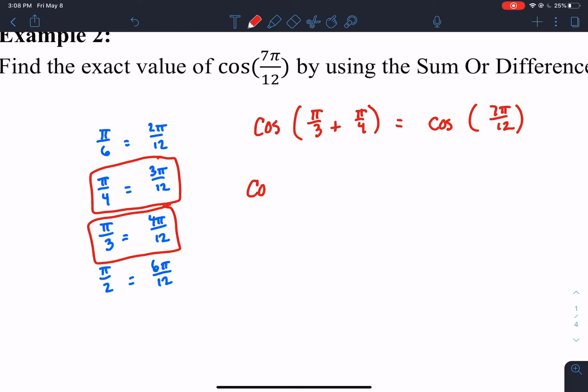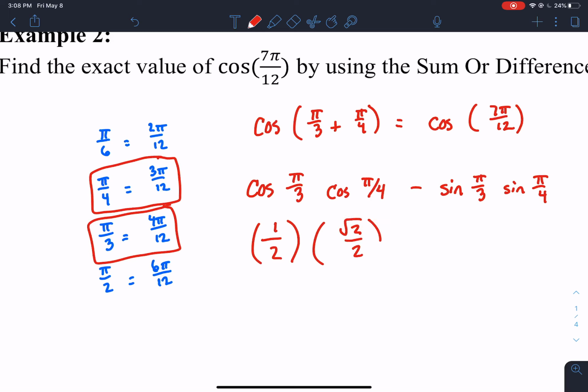So that's cosine of the first, cosine of the second, minus sine of the first, sine of the second. Okay. Now with addition, the order doesn't really matter. It's okay if you did pi over 4 first and then pi over 3, but you should still get the same answer. So cosine of pi over 3 is 1/2.